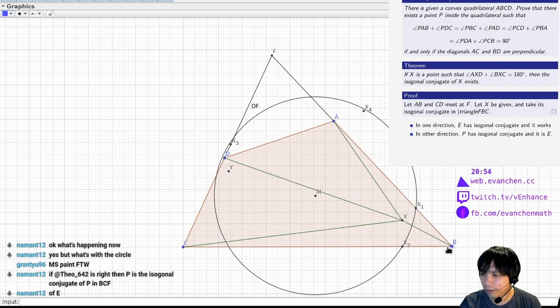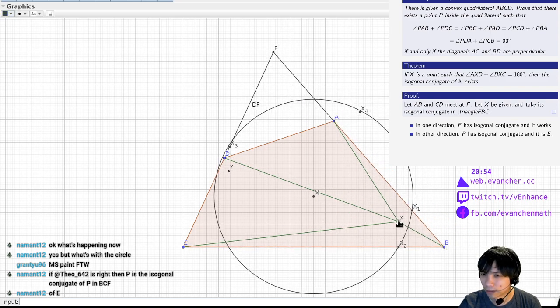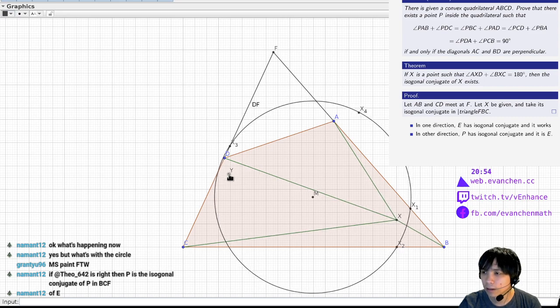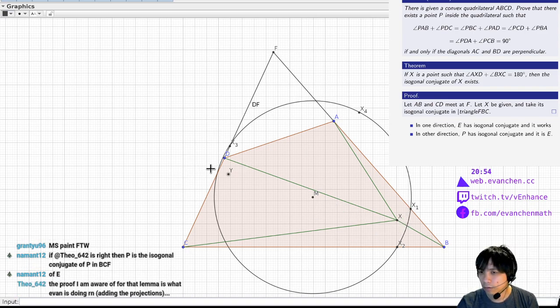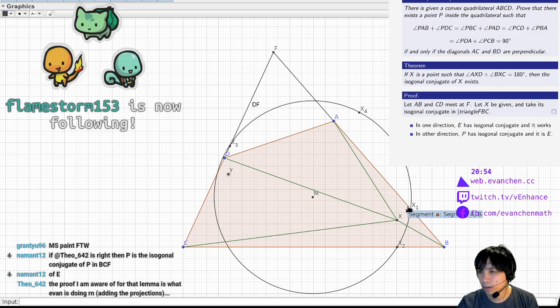So, we're saying let X be any point that satisfies the angle condition, which I'm trying to draw here and failing miserably because the points just don't want to cooperate. This one actually looks a little better. Okay, that's close enough. Then we want to show that these 6 feet are concyclic. We know this angle.